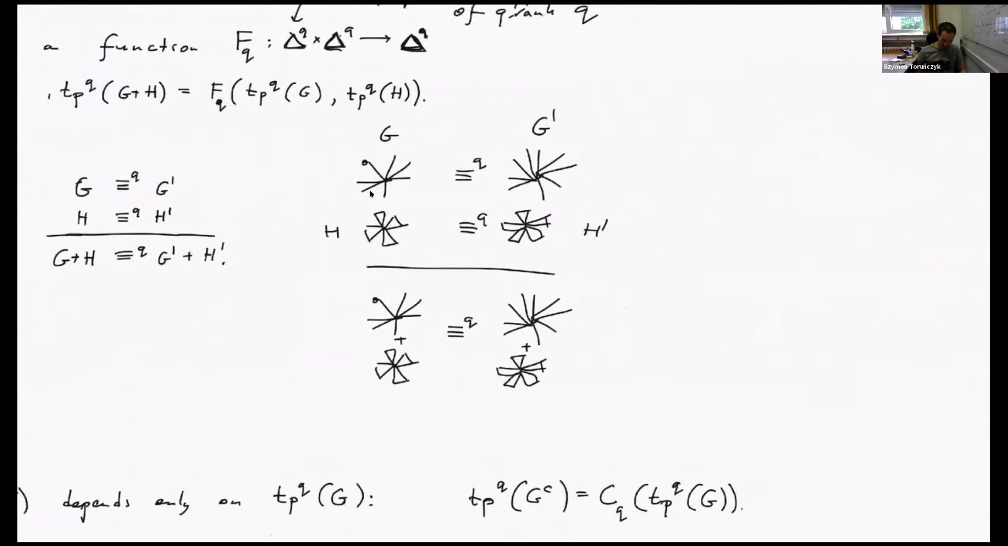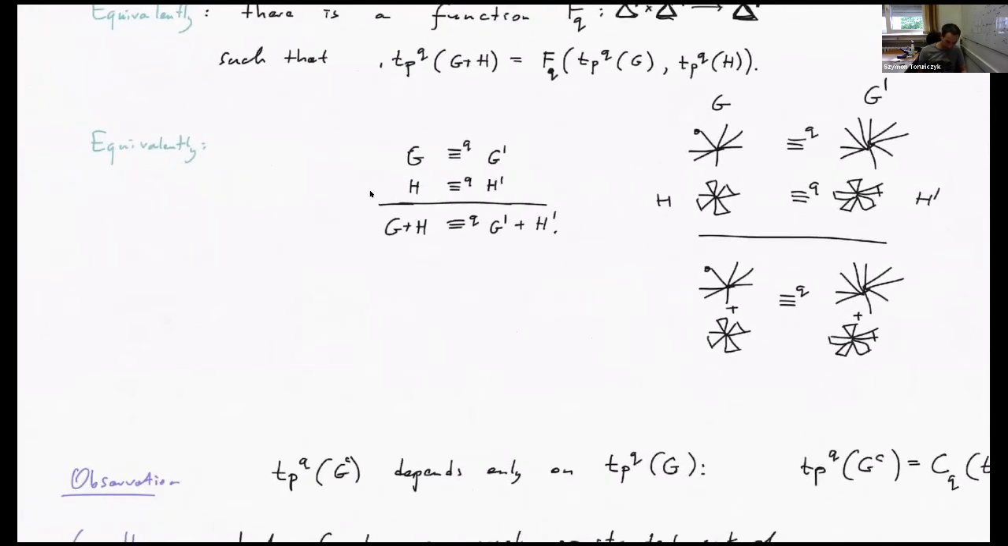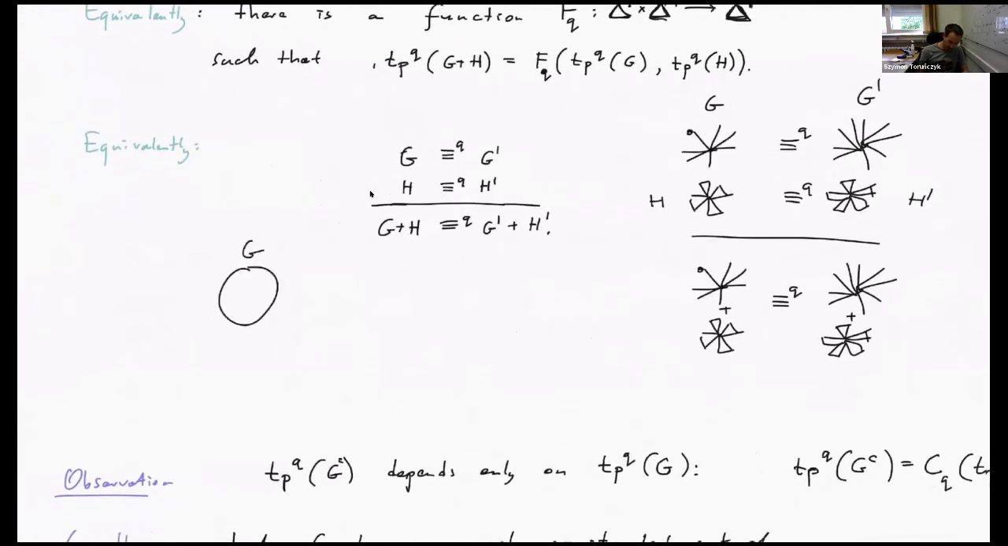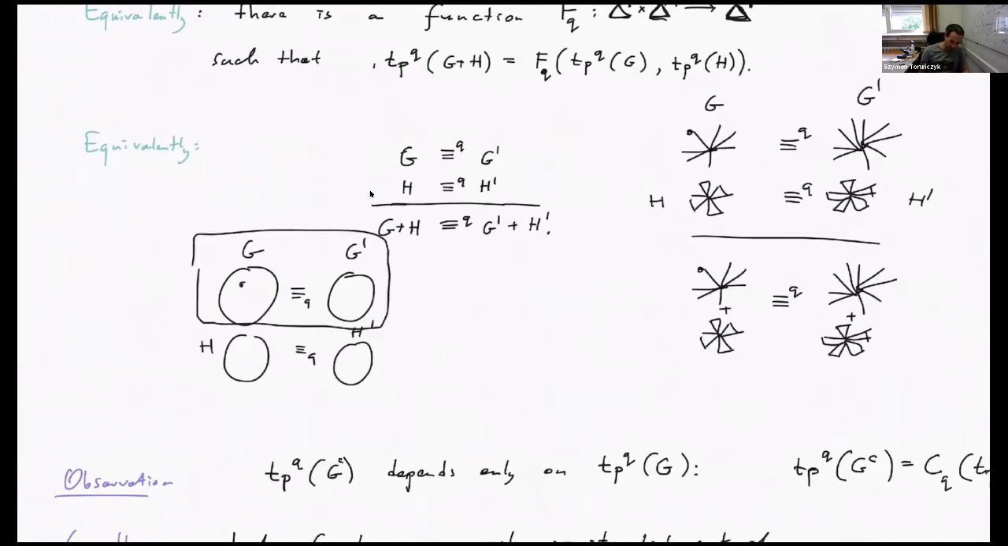So that's the statement. And the proof proceeds by playing the EF, the Ehrenfeucht-Fraïssé game. So we have G and G prime, and they're equivalent, very similar, and H and H prime are very similar. So this means that in those two graphs, duplicator has a strategy where he can avoid losing for Q rounds. And in those two graphs, duplicator also has a strategy where he can avoid losing for Q rounds. Now we want to describe a strategy for duplicator in the disjoint union of those two graphs. And the strategy is as follows.